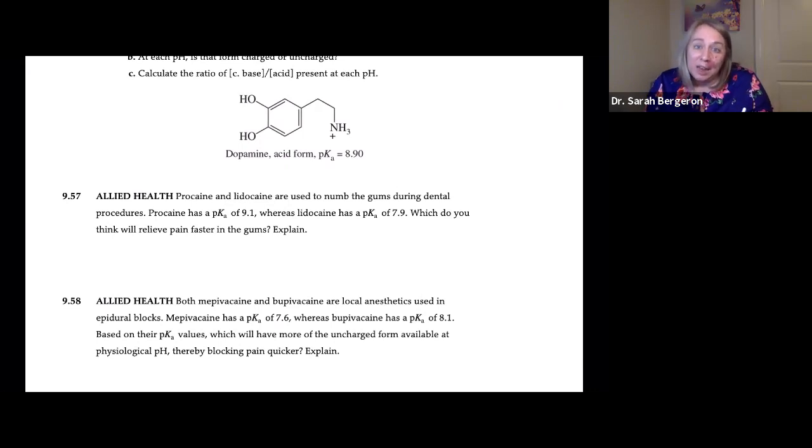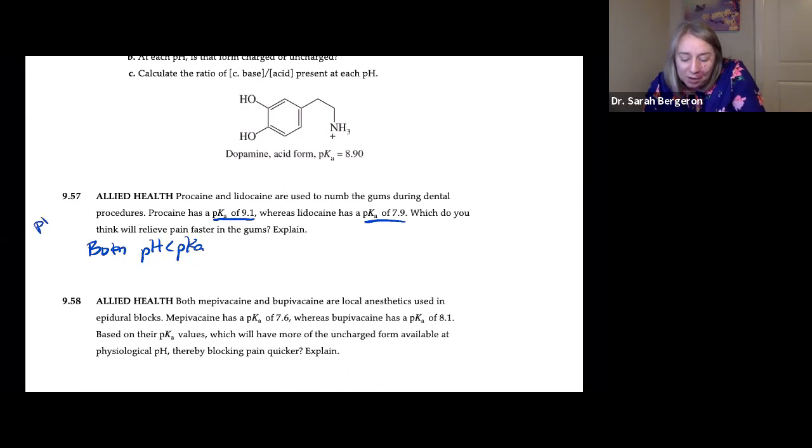It really should be lidocaine, right? In both, we have a pH that's less than our pKa, right? So what does that tell us? That tells us, if you look at the comparison, pKa of procaine and pKa of lidocaine. Well, what pH are we at, like in our gums? We're at about pH 7, like 7.3, 7.4, something like that, right? So if you look at lidocaine, lidocaine's pKa is really close to that.